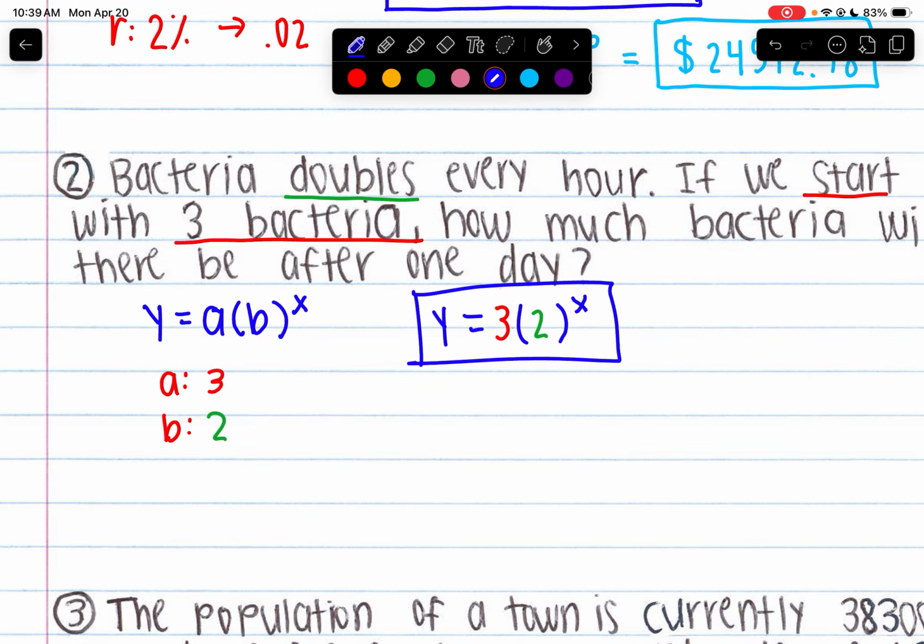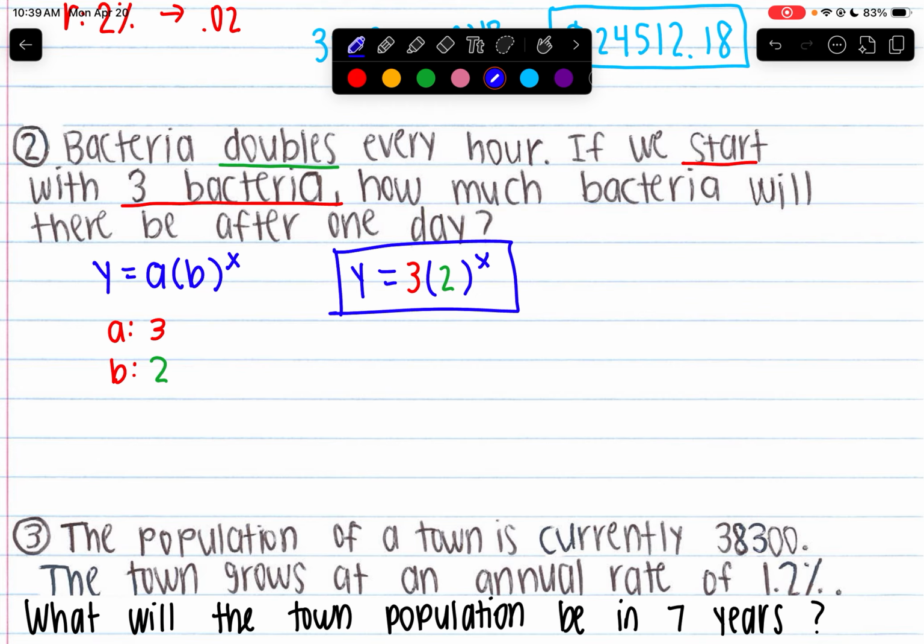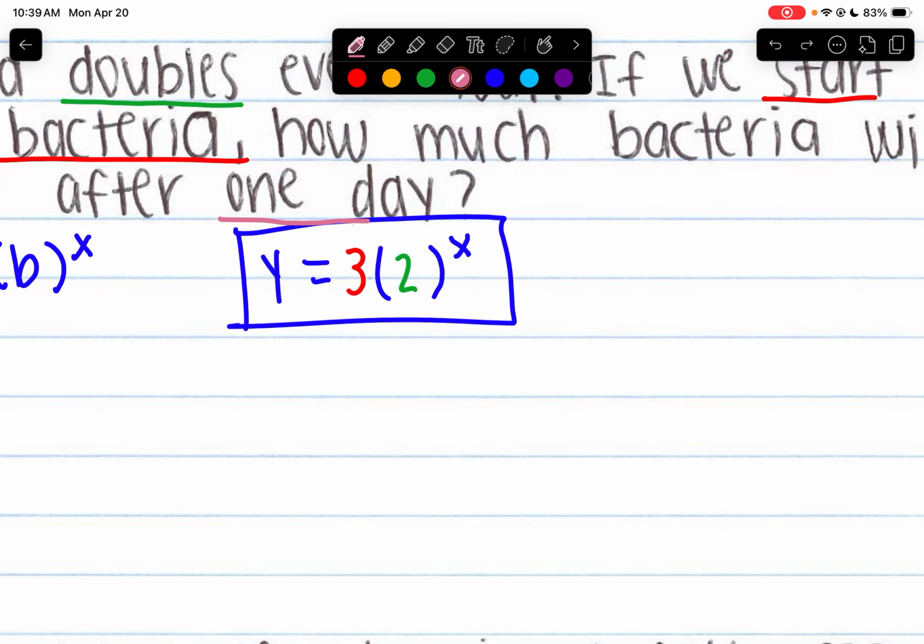And now we're going to solve the problem. The question says, how much bacteria will there be after 1 day? Now, the most common mistake here is people plug in a 1 for x for their time. But the bacteria is doubling every hour, so every hour it is doubling, not every day. So we have to consider this in hours. More importantly, we need to calculate that in hours. So 1 day is 24 hours.